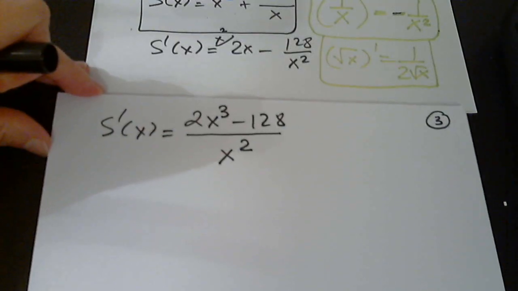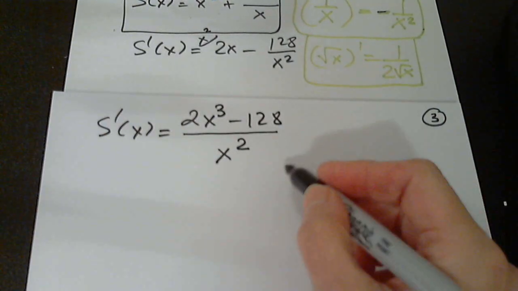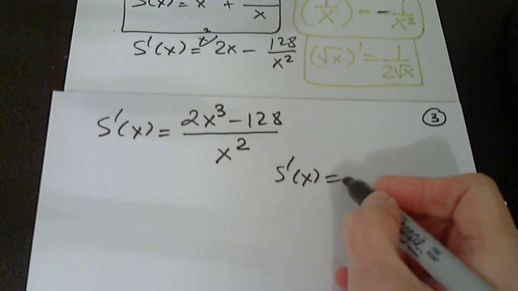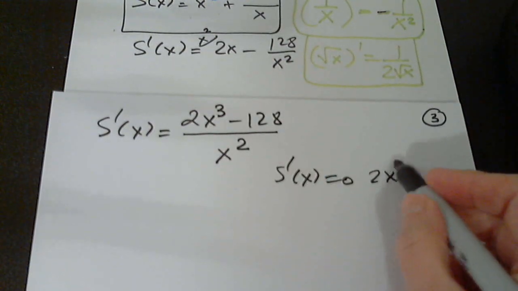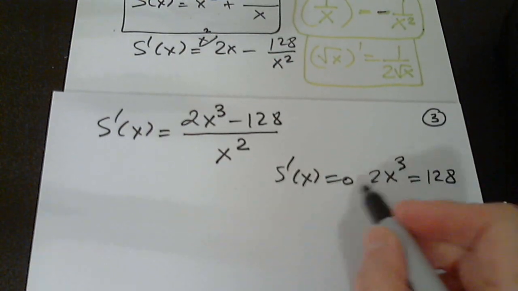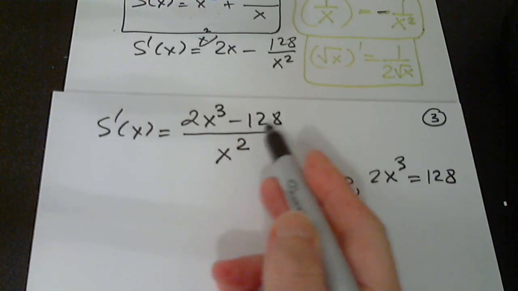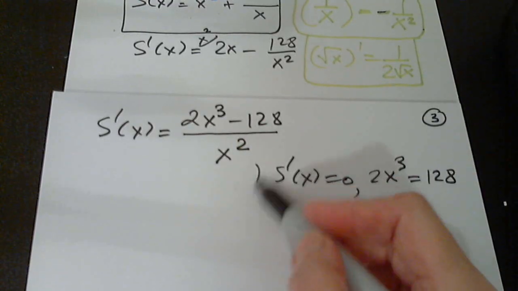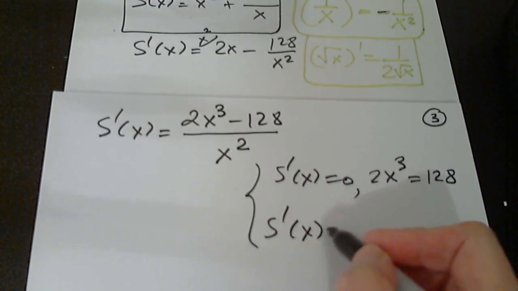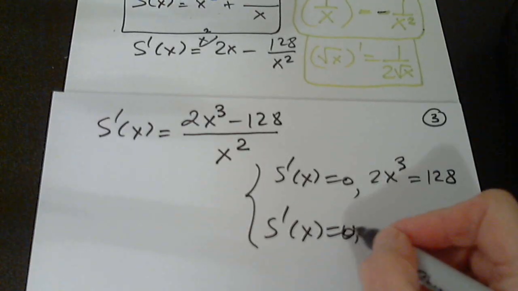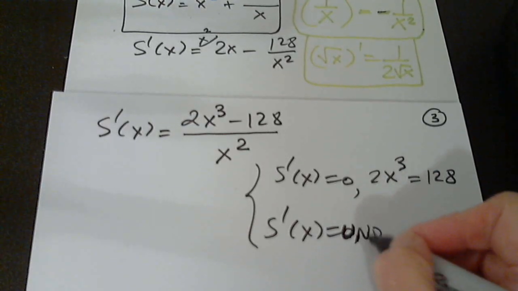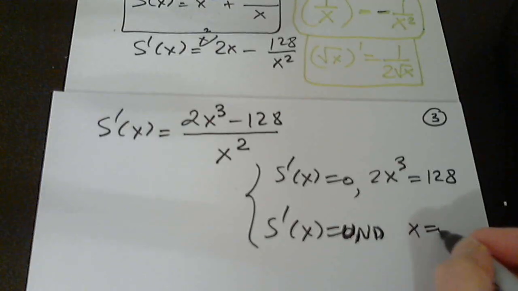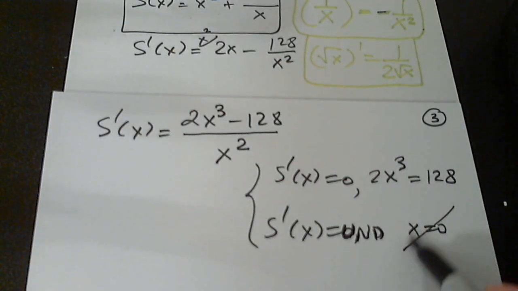Now I'm talking about critical numbers. So s prime of x can be 0 when the top is 0. In other words, 2x cubed equals 128. The other possibility is when s prime is undefined, I meant to write. But that is when x is 0, but the function does not exist when x is 0.